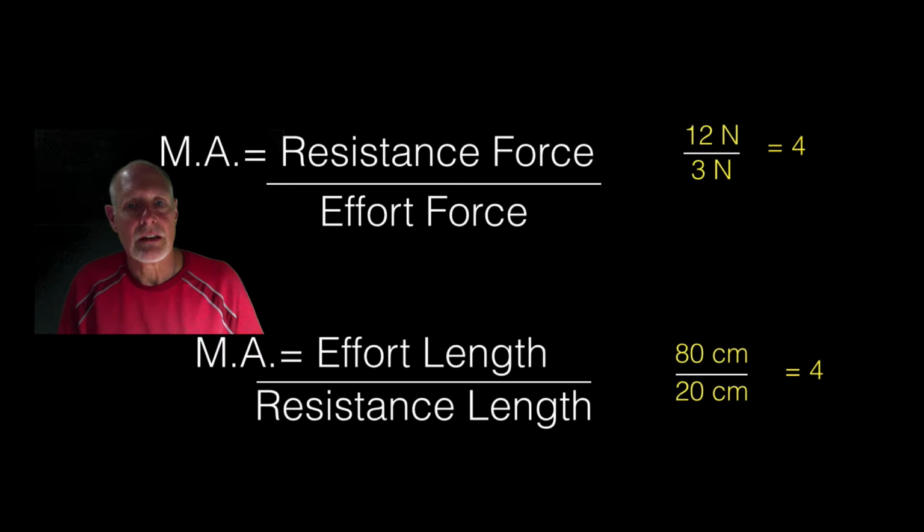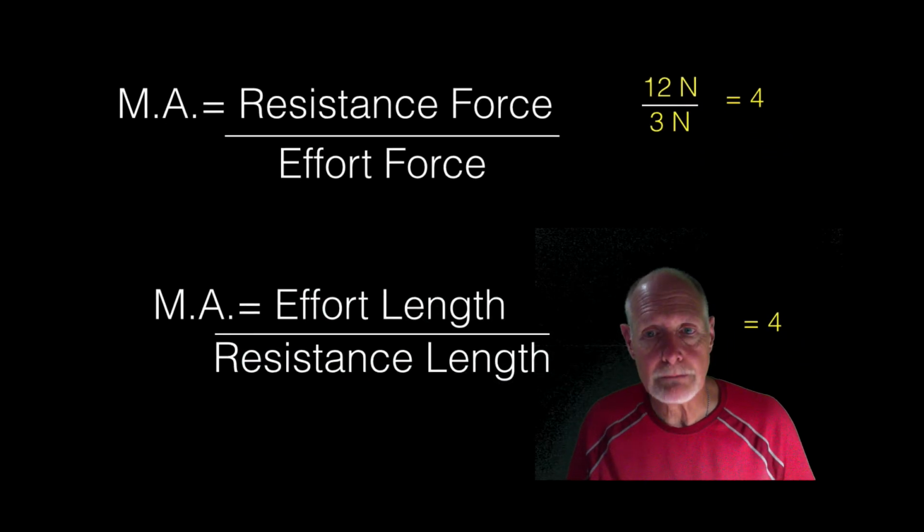So then we take 80, which is the effort length, divided by the resistance length of 20, and again, we get a mechanical advantage of 4. Now, this is very simplistic. When we really dial into this, we actually talk about ideal mechanical advantage and actual mechanical advantage, because some forces are lost to other types of energy in simple machine systems. We're not going to worry about that at the moment, okay?